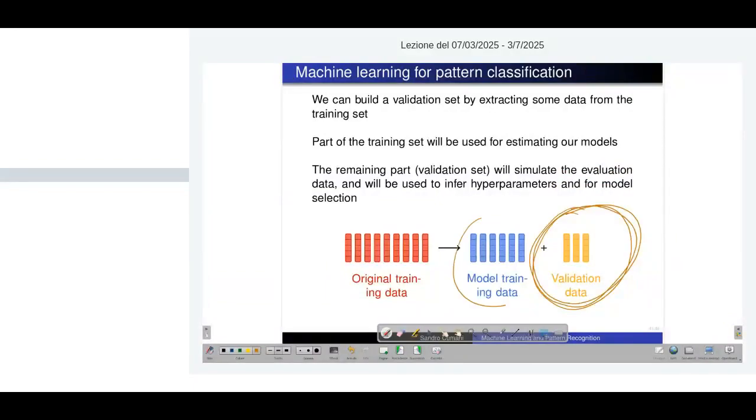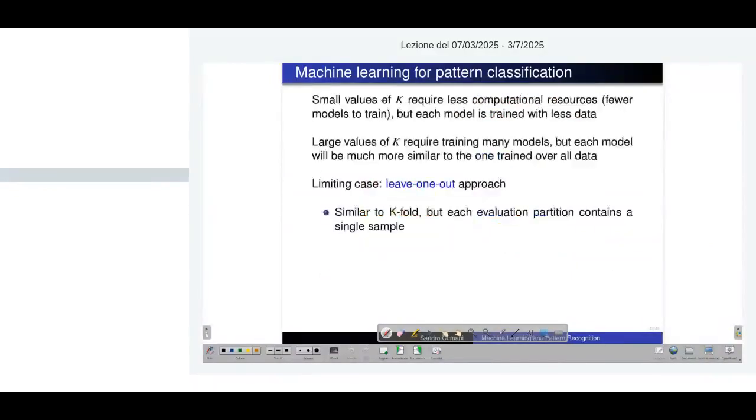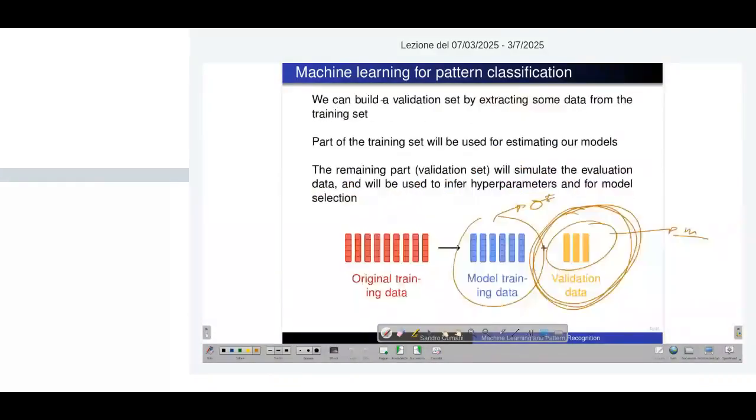So essentially, this part will be used to learn the model parameters. This part will be used to learn the hyperparameters. Then this maybe we will discuss later near the end of the course. Okay, questions on this?